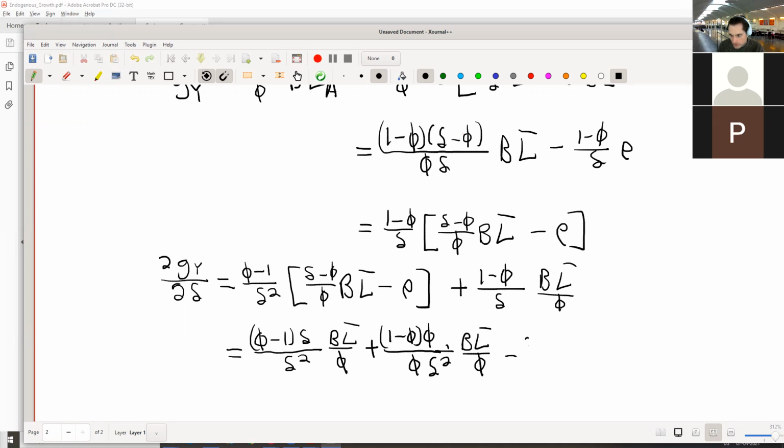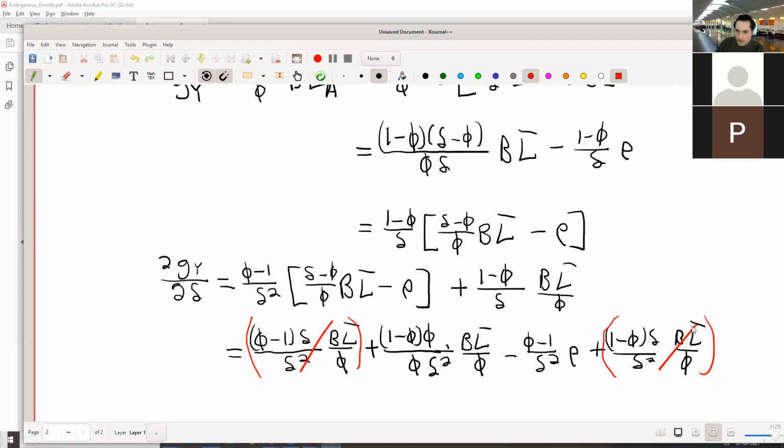minus phi minus 1 divided by delta squared times rho plus 1 minus phi, this is the nice part, divided by delta squared. I multiplied the top and the bottom by delta times BL bar divided by phi. And check this out. This term here is actually the opposite of this term here. Since I've got 1 minus phi here and a phi minus 1, these two terms actually cancel. Okay.